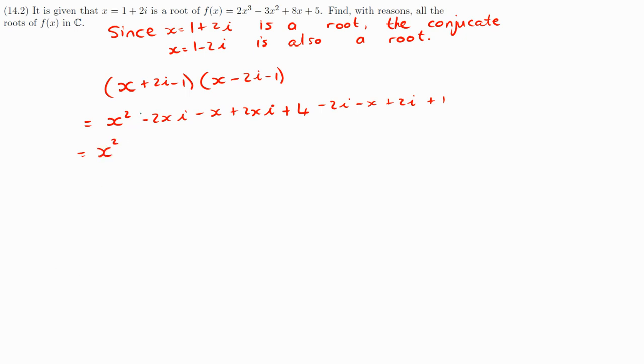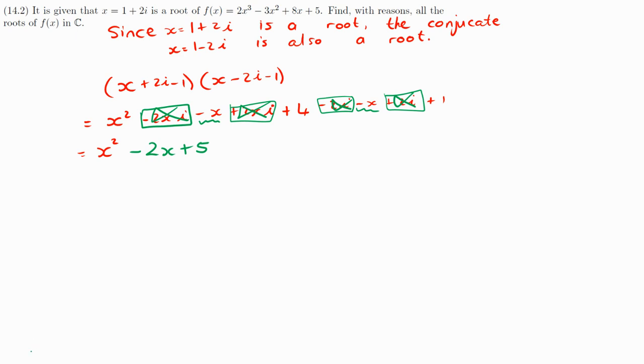And then we see here is a minus xi. Here is a plus 2xi. So these two will cancel. Here is a minus 2i. Here is a plus 2i. So these two will cancel. Here we have a minus x minus another x is minus 2x. And then plus 4 plus 1 is plus 5.